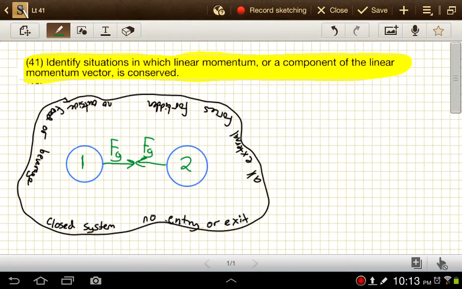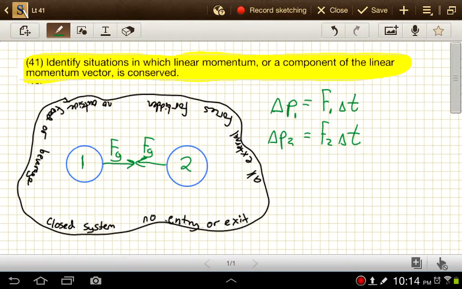So if I wanted to figure out, because of this force, how much the momentum of object 1 changed, the change in momentum is equal to the force on object 1 times the time that force is acting. And if I wanted to find out what the change for object 2 would be, that'd be the force on object 2 times the time over which that force on object 2 is acting.